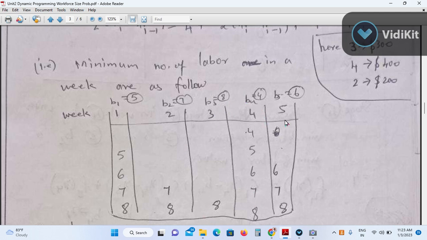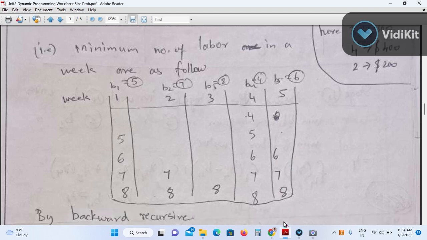So similarly, for the fourth week, the minimum laborers is 4. Therefore, you can go up to 8. Therefore, you can place up to 8 laborers. So 4, 5, 6, 7, 8 laborers you can put. So similarly, for the last week, the minimum is 6 laborers. Therefore, you can go up to 8. Therefore, 6, 7, 8. So these are all the observations from the statement.